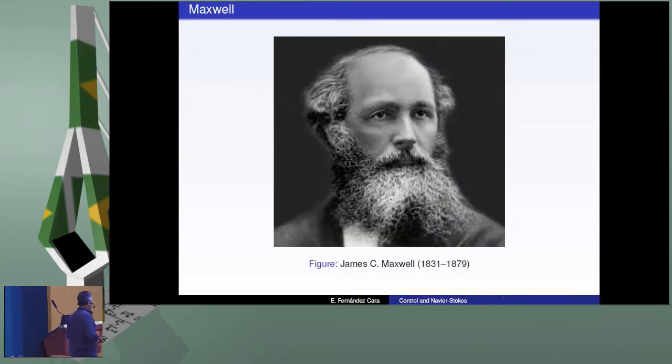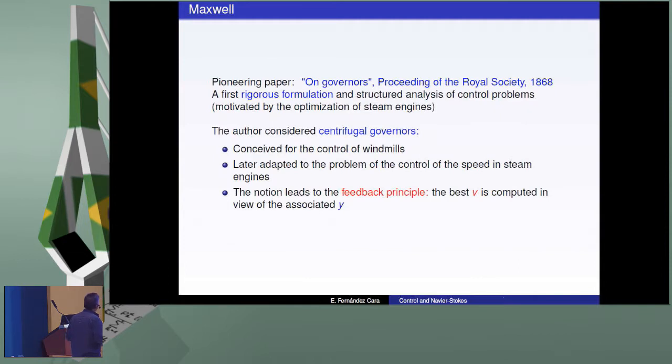This is Maxwell. Control problems appeared in history many years ago. Many classical advances in science can be viewed as control problems and solutions to control problems, but this was the first to formulate control problems rigorously. There is a pioneering paper entitled On Governors, which was published in the Proceedings of the Royal Society, in which we can find the first rigorous formulation and the first structural analysis of a control problem, motivated in this case by the optimization of steam engines.